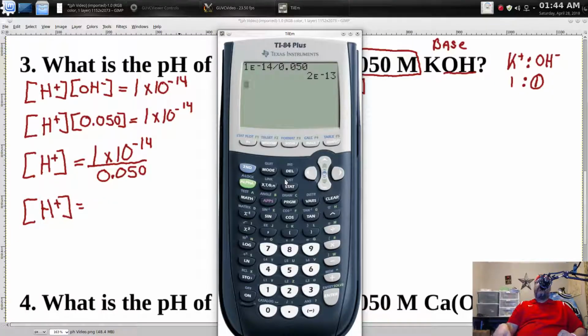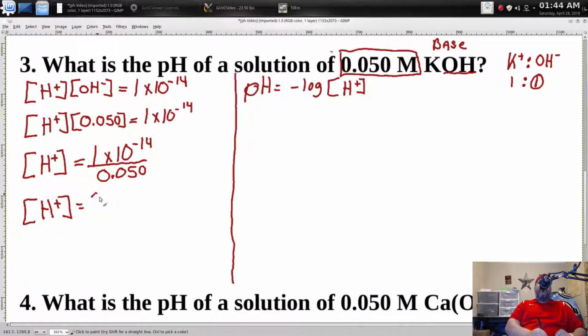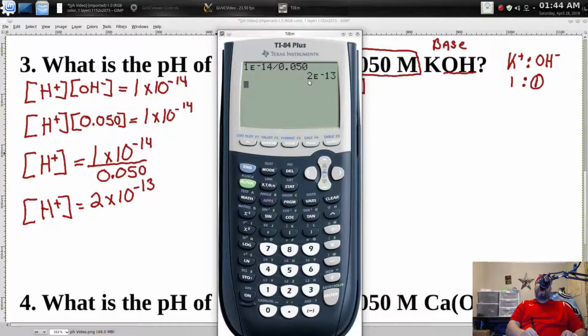Press enter. We get that number right there. All right, so let's write that down. We get 2 times 10 to the negative 13. All right, let's make sure that's correct. We get 2 times 10 to the negative 13.